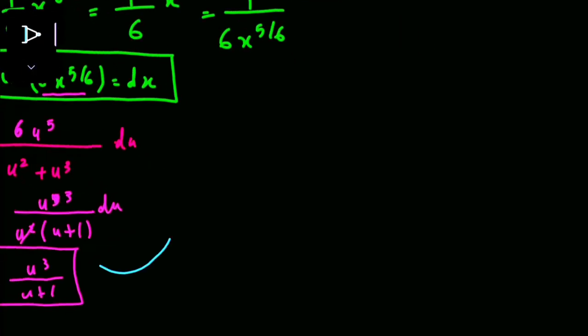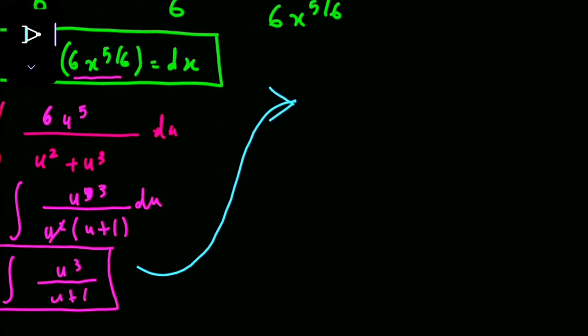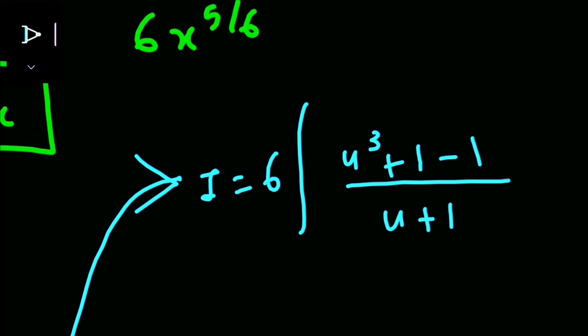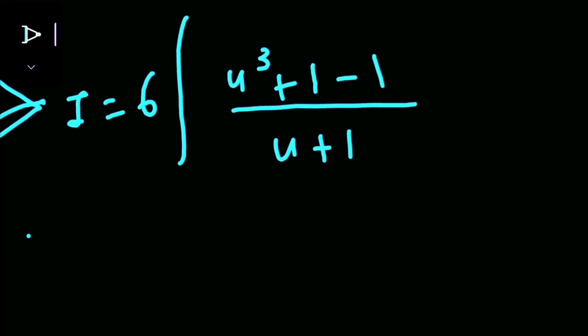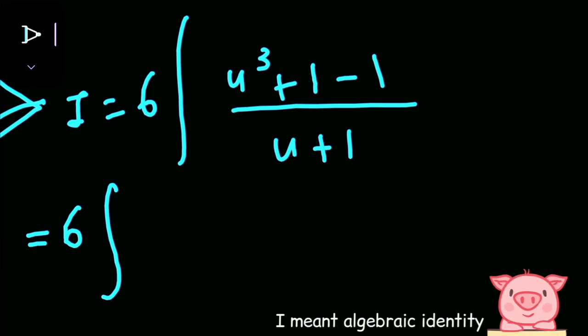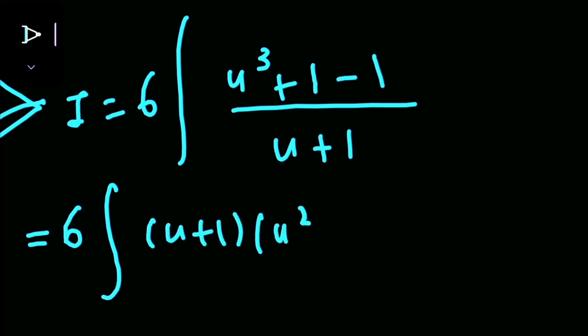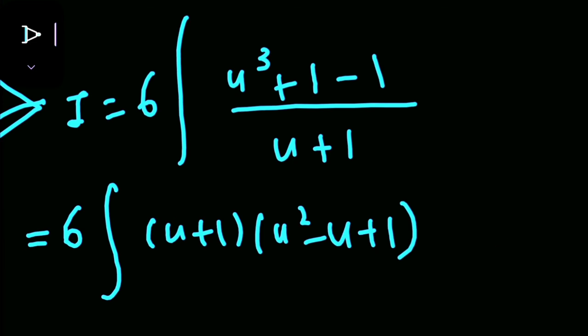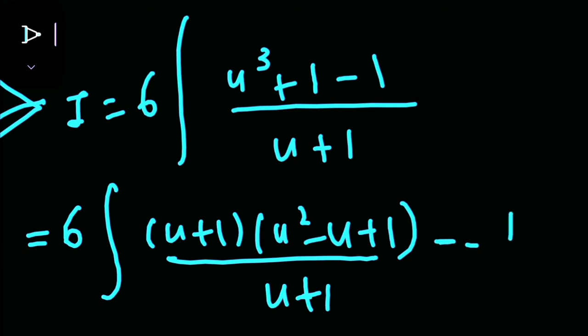So now in the second phase, what I will do is add 1 and subtract 1 in the numerator. So my integration I is 6 times the integration of u cube plus 1 minus 1 upon u plus 1. Now just separate the denominator and apply the algebraic identity. So 6 times the integration of u cube plus 1, which is u plus 1 into u square minus u plus 1, the algebraic identity a cube plus b cube is a plus b, a square minus ab plus b square, sorry. So u cube plus 1 turns out to be u plus 1 into u square minus u plus 1 upon u plus 1, and also separating the denominator, minus 1 upon u plus 1.